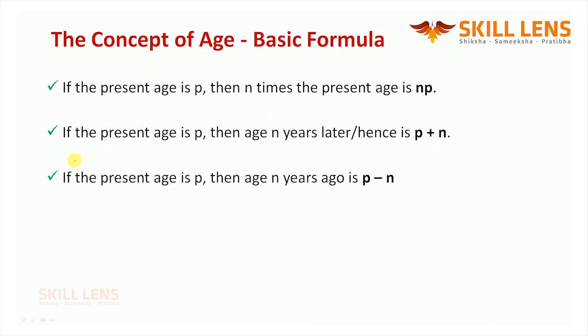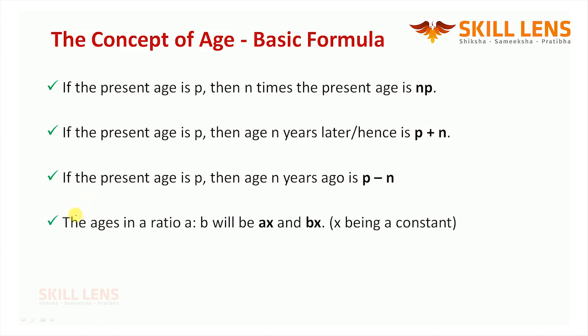And if the present age is P, then n years ago, ago means what? Past. Hence means what? Future. n years ago, that's going to be P minus n. If your age is 20 now, 5 years ago, what is your answer? 20 minus 5, that will give you 15 as your answer. So this is how you need to handle your question.